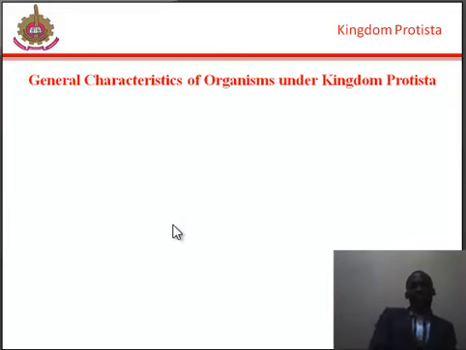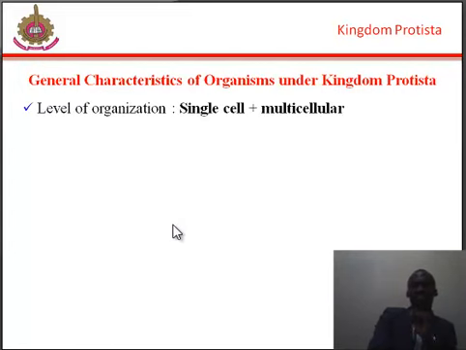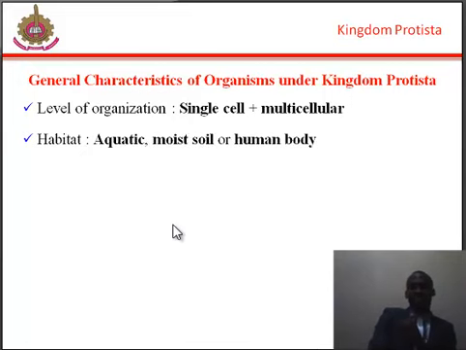General characteristics of organisms under Kingdom Protista. All single-celled organisms are placed under Kingdom Protista. Nevertheless, some are multicellular. Members of Kingdom Protista are primarily aquatic in nature, but some live in moist soil or even in the human body.